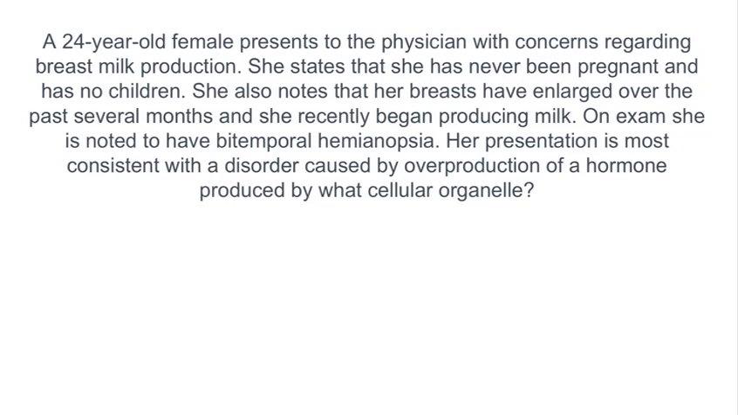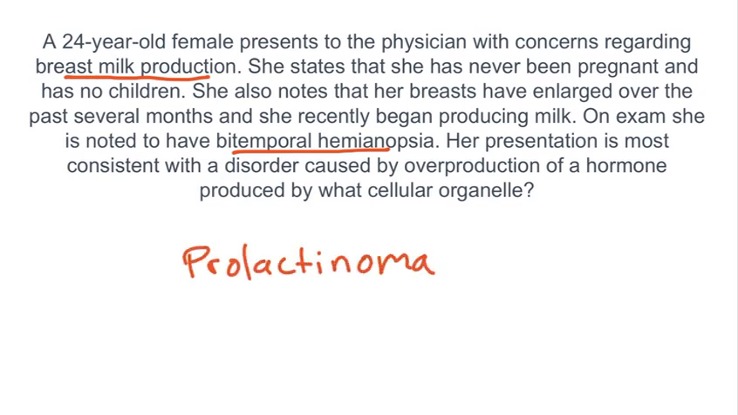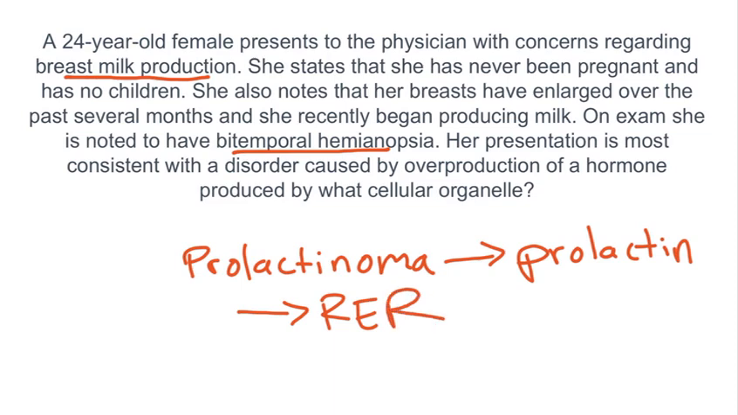Hopefully from the question stem, you notice that this patient has galactorrhea and bitemporal hemianopsia. This is consistent with a prolactinoma. Prolactinomas are pituitary tumors that secrete prolactin. Prolactin is a peptide hormone, which means it's synthesized in the rough endoplasmic reticulum. So this hormone is produced by the rough endoplasmic reticulum.